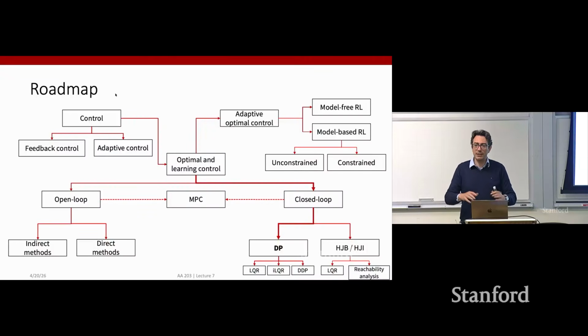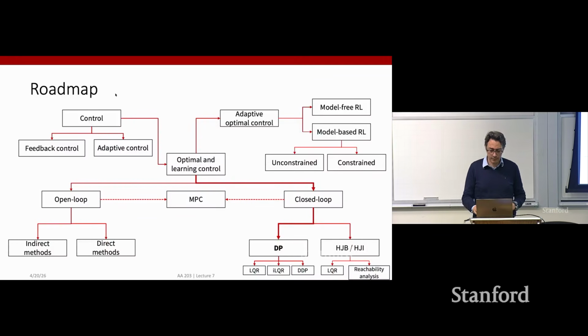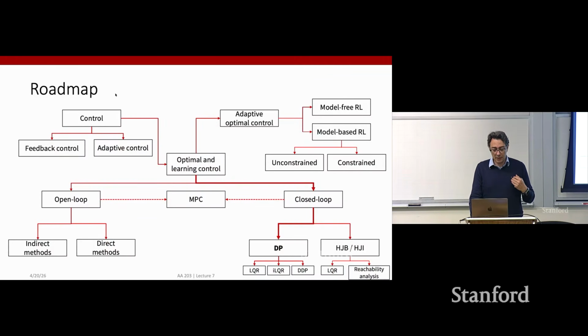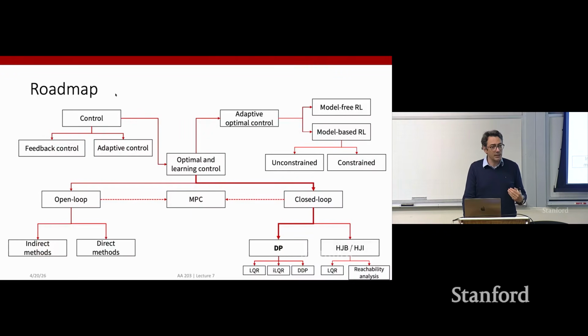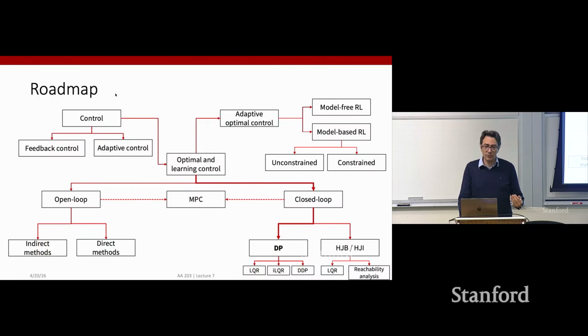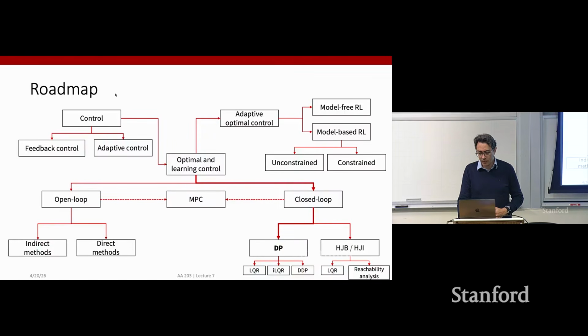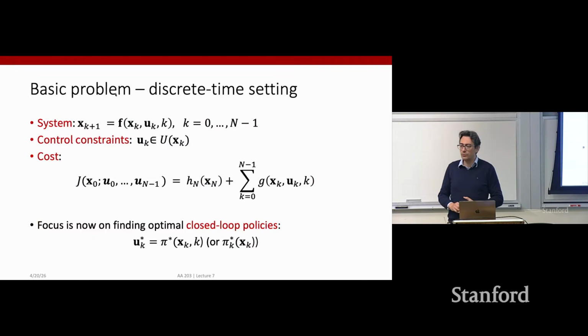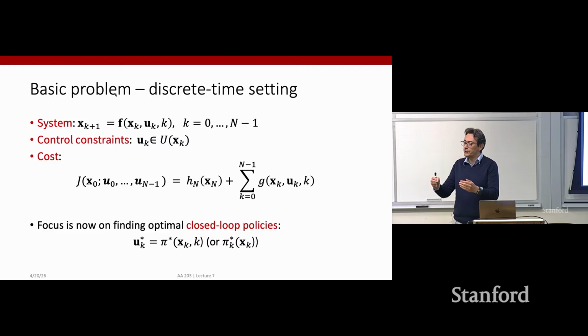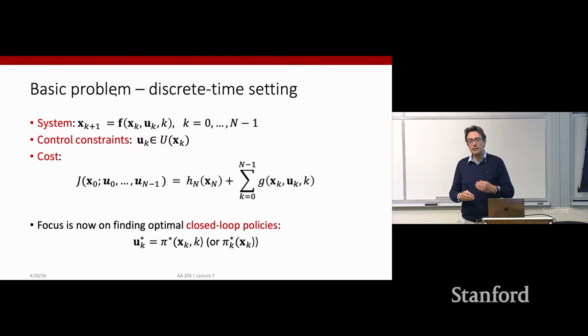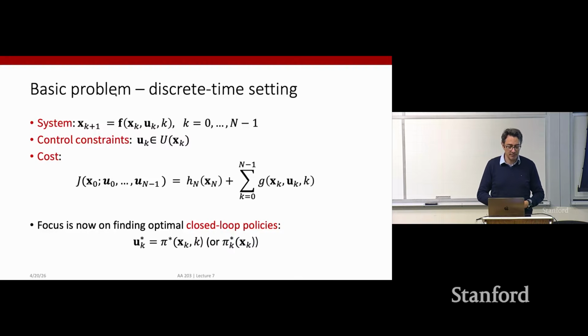So does the plan make sense for the next 2 or 3 weeks? All right. So then the task is, how do we find an algorithm that allows us to solve for an optimal closed-loop control policy? To do that, we're going to derive the algorithm first in a discrete time setting. Next week, we will extend the derivation to the continuous time setting.